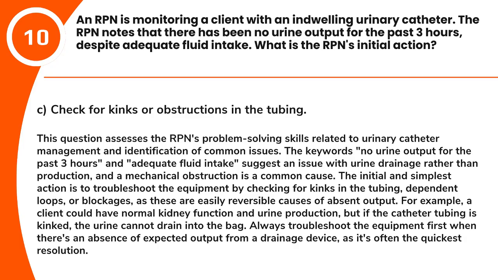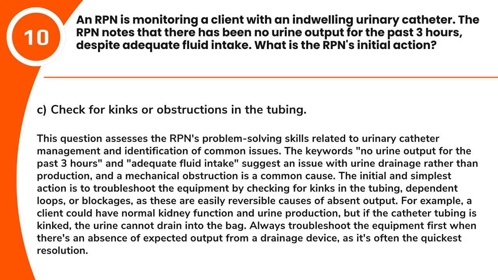The initial and simplest action is to troubleshoot the equipment by checking for kinks in the tubing, dependent loops, or blockages, as these are easily reversible causes of absent output. For example, a client could have normal kidney function and urine production, but if the catheter tubing is kinked, the urine cannot drain into the bag. Always troubleshoot the equipment first when there's an absence of expected output from a drainage device, as it's often the quickest resolution.